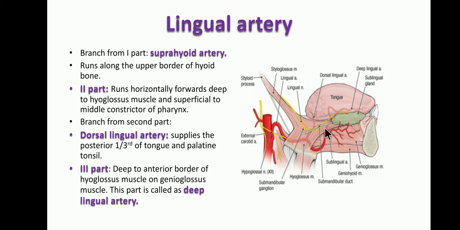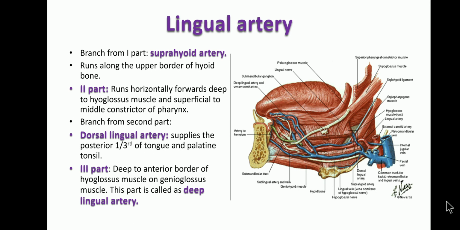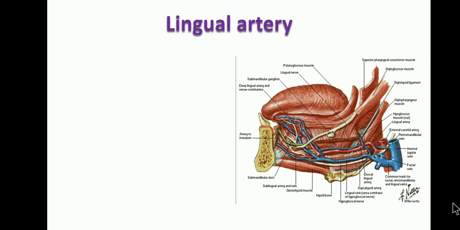The third part is deep to the anterior border of the hyoglossus muscle, and this is actually called the deep lingual artery or arteria linguae profunda. Okay, profunda means the other name for deep. So the third part itself is called the deep lingual artery, which mainly divides into branches, and it is going to supply your tongue and your submandibular and sublingual salivary glands.